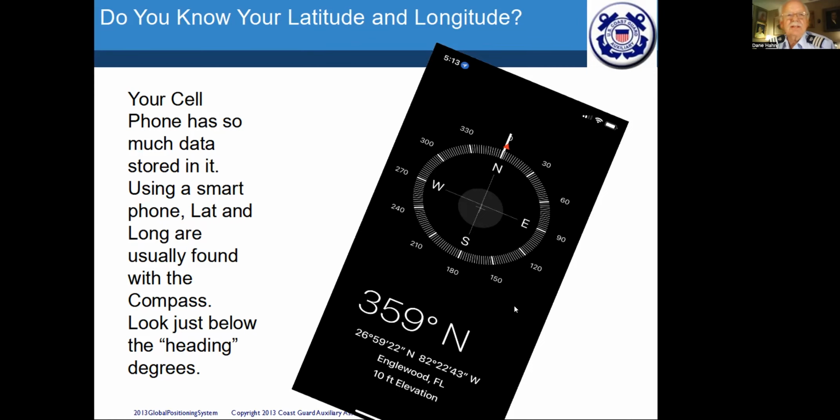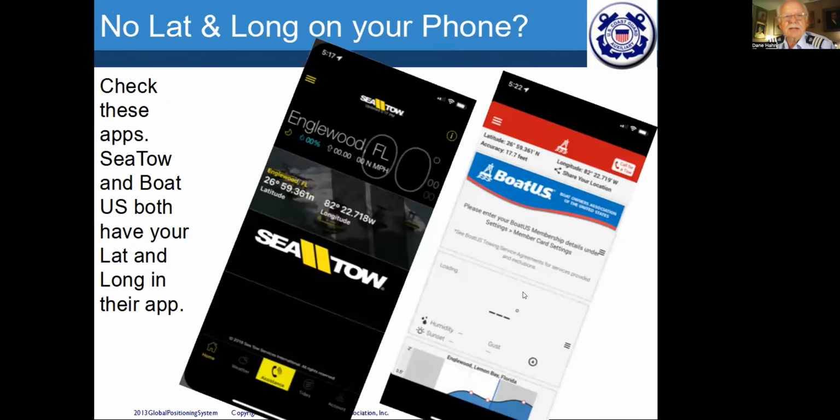If you don't have a smartphone, I bet you do have one, but if you have one that you can't seem to find the compass in, you can always download Seatow or Boat US. These are their apps. Both these companies are really insurance companies that have towboats. If you run into trouble while you're out on the water, you can just click on their app and call them. Push the yellow button here, and your phone will call them, and they will say, "Where are you?"